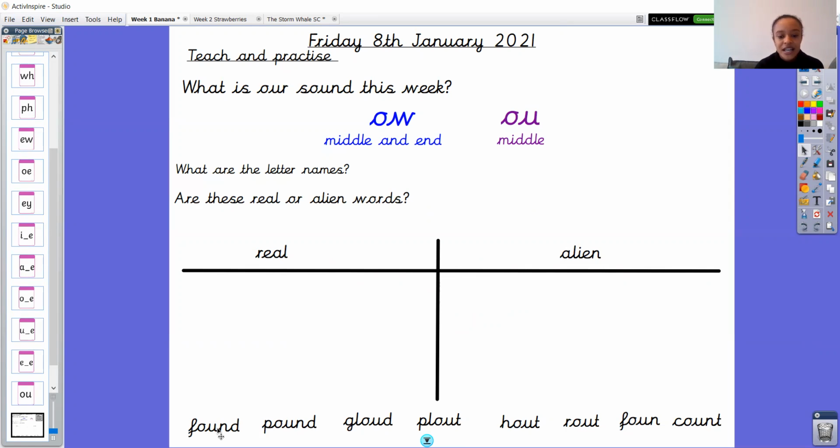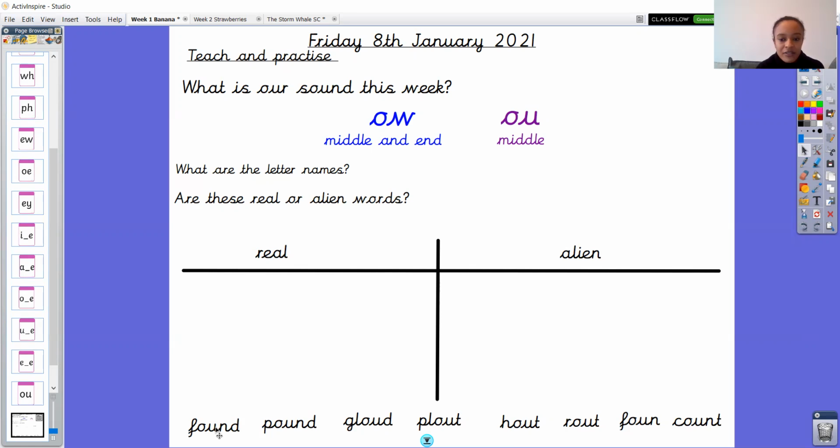And then I'd like you to look at all of the words down the bottom and I'd like you to put them into the right place. So one at a time, read the word, sound it out. Is that a real word or an alien word? And pop it in the right section on your piece of paper, or in your book. So if you think it's real, you're going to write it in the real bit. And if you think it's an alien word, write it in the alien side. Okay, so pause the video to do that and then we'll come back together and have a look.